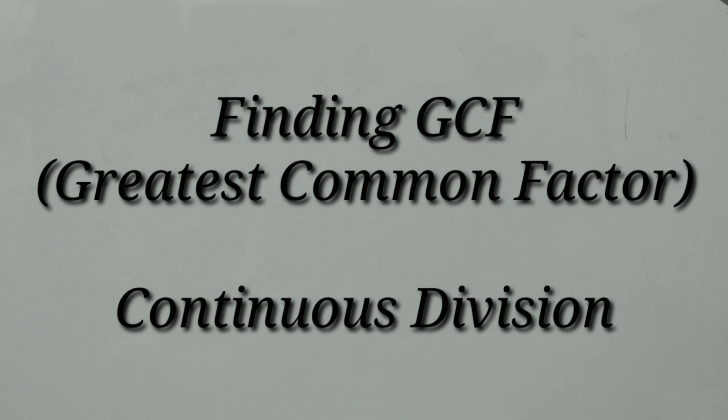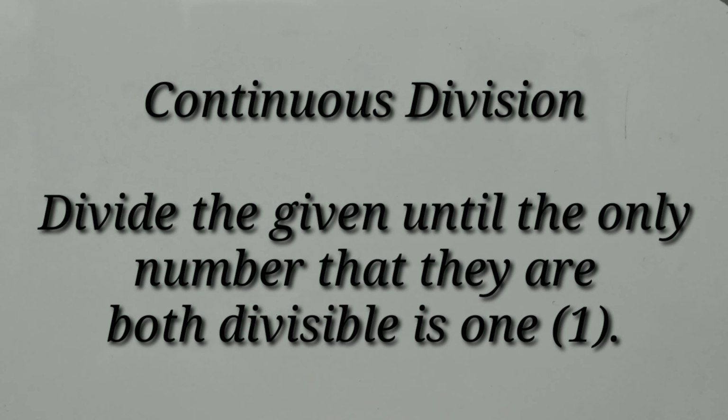Our third and final method is continuous division. It means that we are going to divide the given numbers until the only common factor that is left to them is 1. So let's start with 21 and 70.